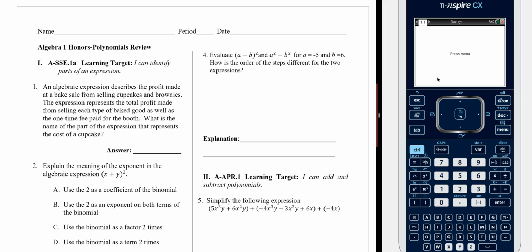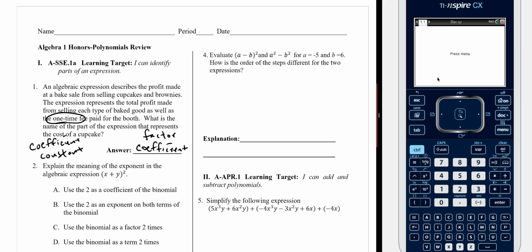So every linear expression has two parts, which is what we're dealing with. So we have a coefficient and we have a constant. A coefficient is something that is being attached to a variable, and a constant is just a number by itself. Since we're told that there's a one-time fee, that is the constant, so that means that the cost of the cupcake is going to change based on how many cupcakes you buy. That is the coefficient. We could also think of it as a factor.